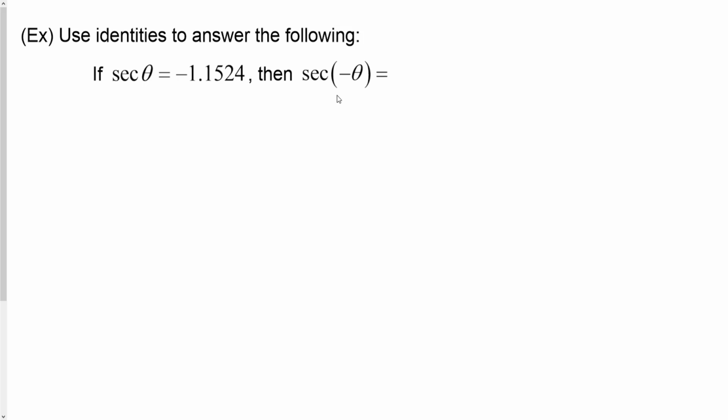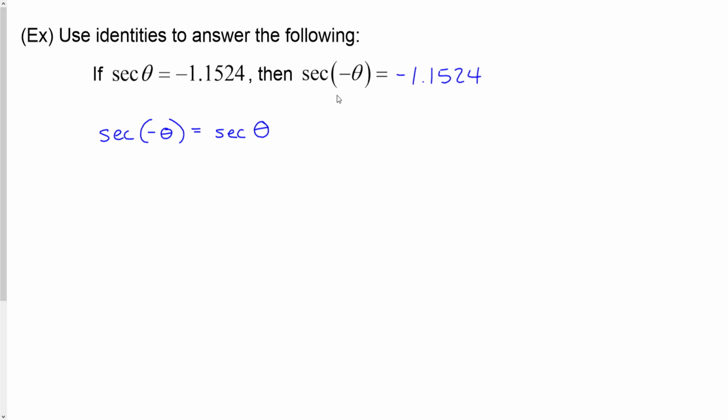Okay, so use an identity to answer this question. If secant theta equals negative 1.154, then secant of negative theta equals what? Well, we know that secant of negative theta is equal to secant of theta. Secant relies on cosine because it's just 1 over cosine. So it's going to follow the same sort of rule that cosine does for negative angles. Which means if I put a negative angle in, it doesn't really matter. I'm going to get the exact same value. So this is also going to result in negative 1.1524.